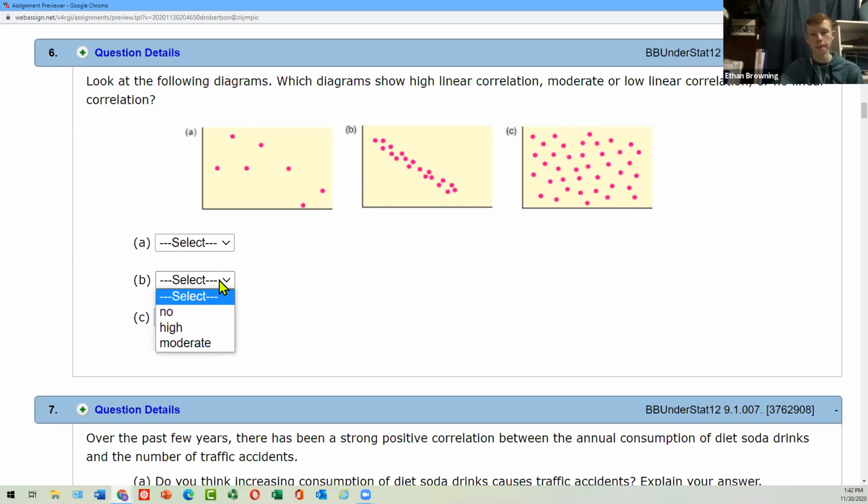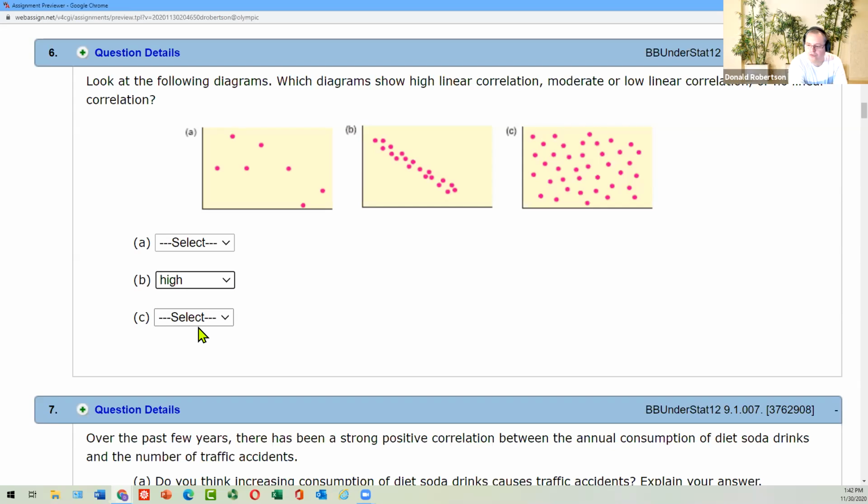High. I would go high. I guess they could have told us linear and negative, but they never gave me those, so I'm just picking the strength. I think everybody's going to agree with C. Right? You all agree it's got none. Right.